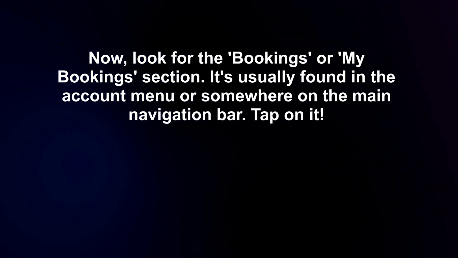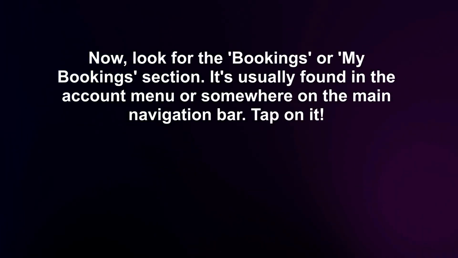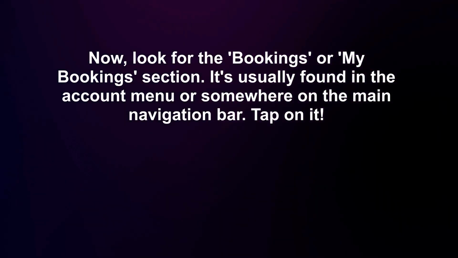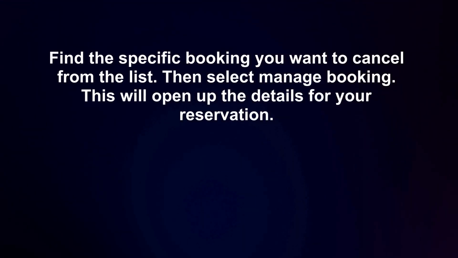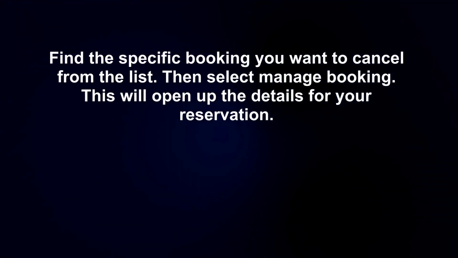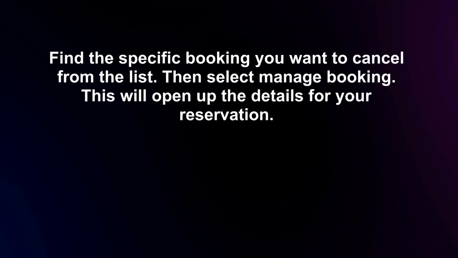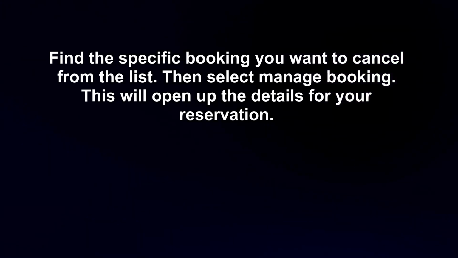Now, look for the Bookings or My Bookings section. It's usually found in the account menu or somewhere on the main navigation bar. Tap on it. Find the specific booking you want to cancel from the list. Then select Manage Booking. This will open up the details for your reservation.